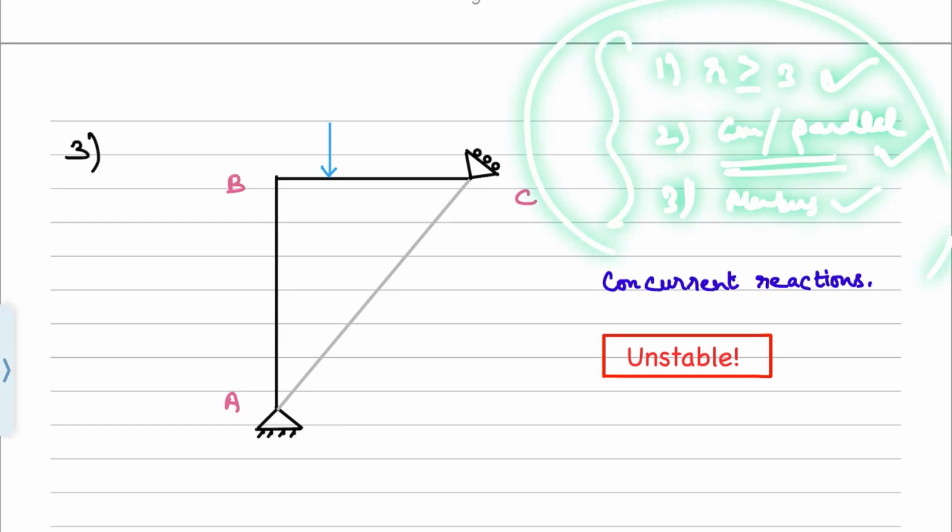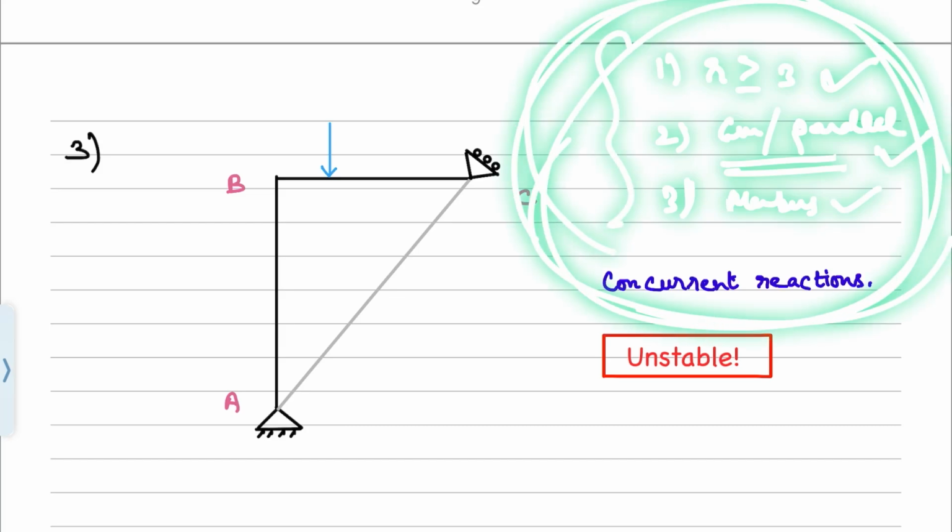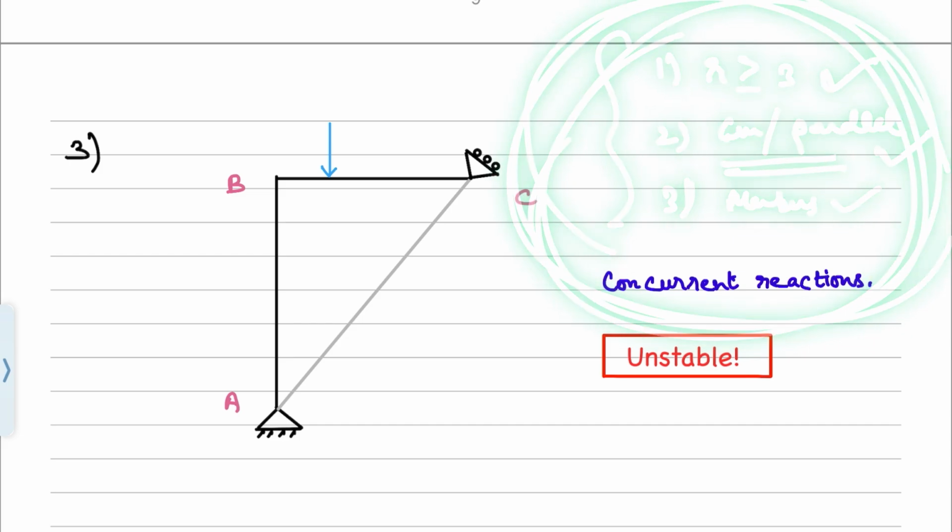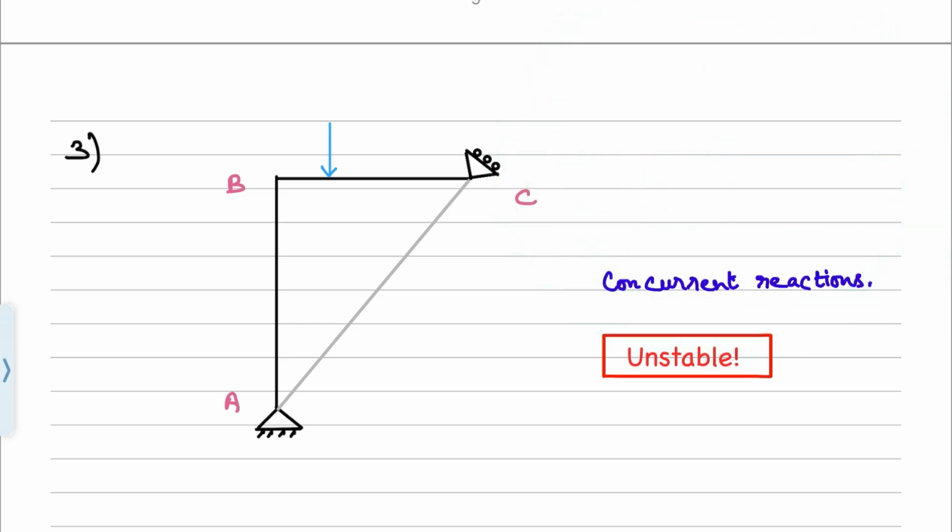Only if these three conditions are met, the stability requirement is met. Only then is it correct to check for the static indeterminacy. This applies to trusses, beams, and frames. So the very first step is to check whether the particular structure is stable, externally as well as internally.